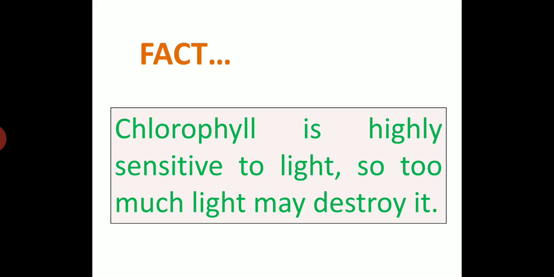This is a fact. Though we know that suppose a grass which grows in the shade under a stone, it will turn yellowish due to the non-formation of new chlorophyll because of the absence of light. But if there is too much light, then it can destroy chlorophyll, as it is sensitive to light. Okay?